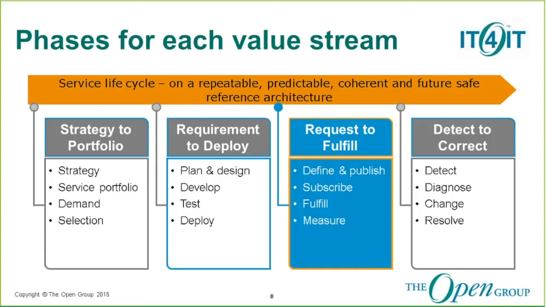This request to fulfill is basically focusing on delivering, deploying, and making all services available to consumers through a catalog. And this is the focus of our session today. And then finally, we have the detect to correct, which is focusing on keeping services running in production, acting upon events or incidents, but also proactively preventing outages or adjusting capacity when needed. Request to fulfill is probably the least mature area in the IT function today.